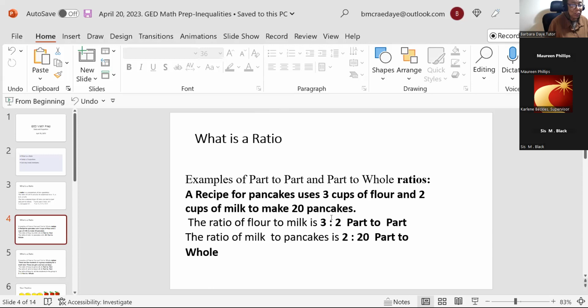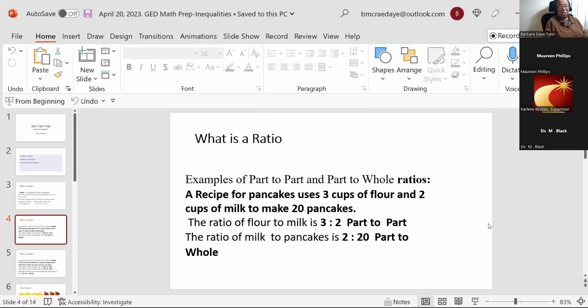Now, the ratio of the flour to the milk. The flour is 3 cups, the milk is 2. That's 3 to 2, right? Now, the whole we're calling the pancakes. So the ratio of the milk to the pancakes will be 2 to 20. That's part to whole. Got it? So here are the parts that make up the whole, the flour and the milk. Those are the parts that make up the pancakes.